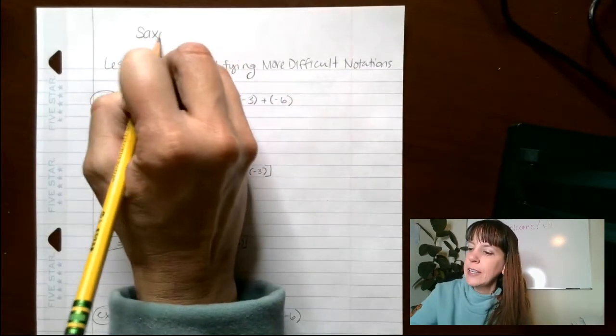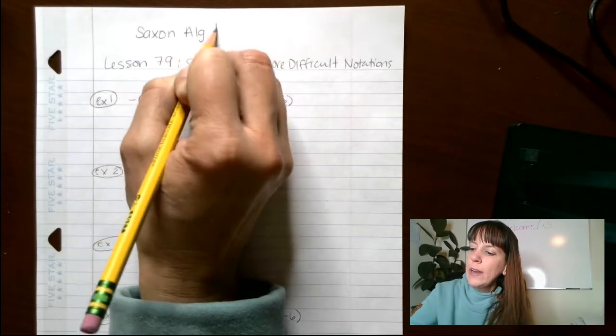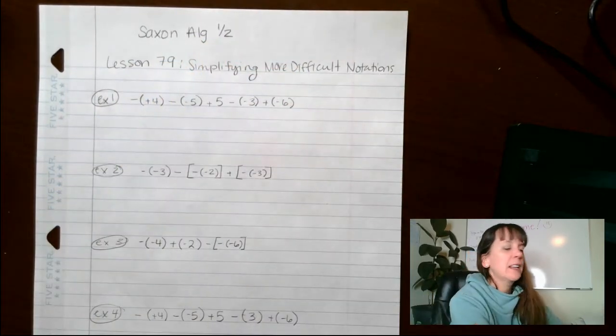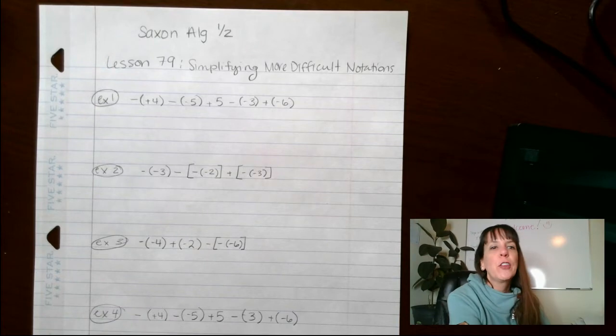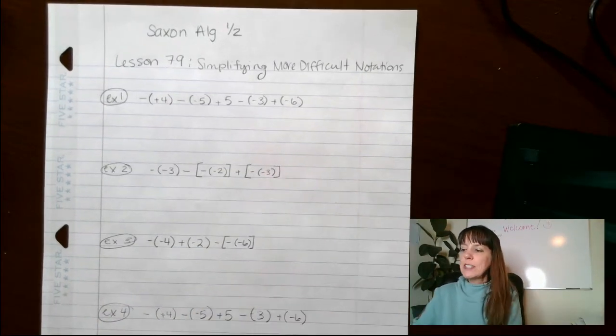I probably should have written that here. Algebra 1/2, third edition, 79 is our lesson. This is what the book looks like. Third edition, we are talking about simplifying more difficult notations.